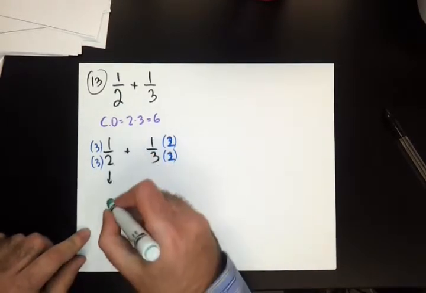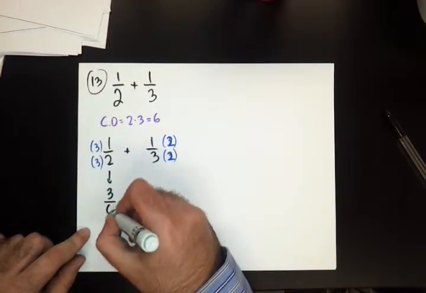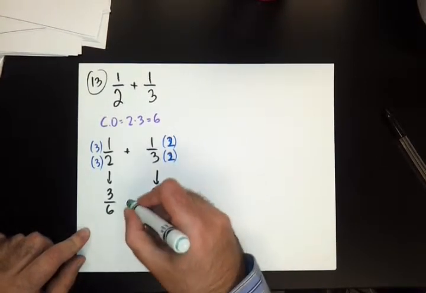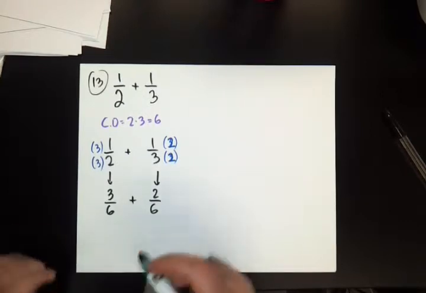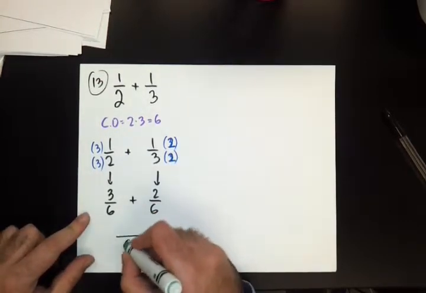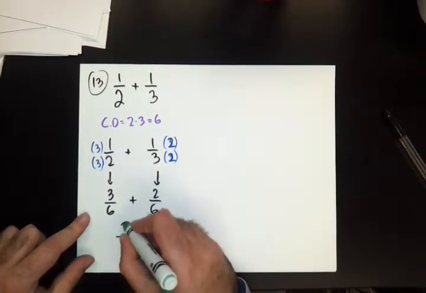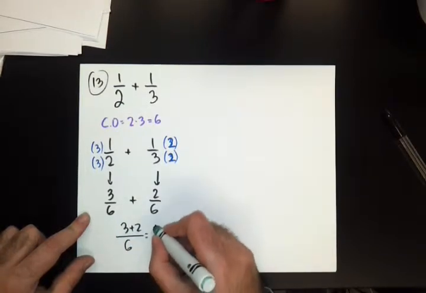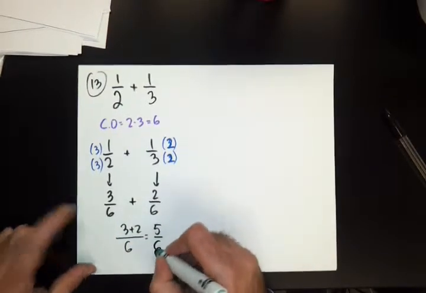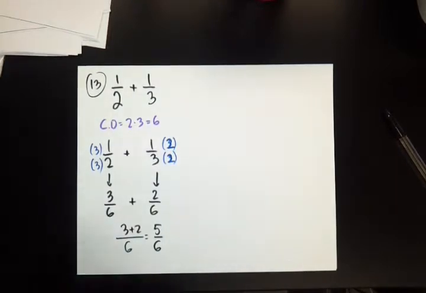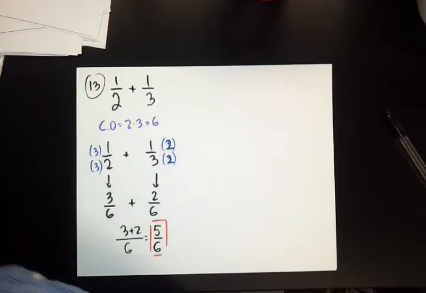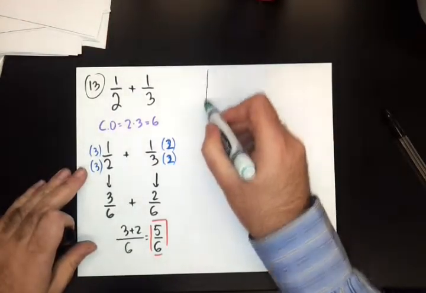After the modifications, I have 3 over 6, I have 2 over 6, and it's still addition. And then I'm going to put them all over the same denominator, 3 plus 2, which then of course is 5 over 6. And that is the answer to that number 13. Moving on to 14.